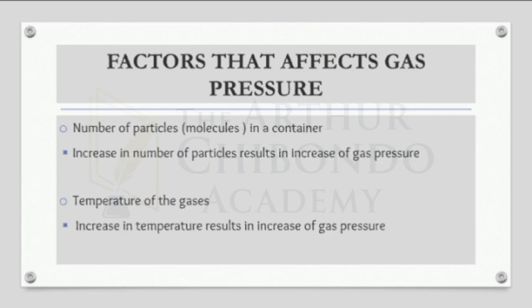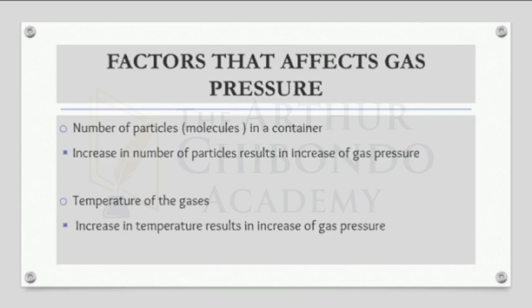Factor number 2, the temperature of the gases. So we are saying an increase in temperature results in an increase of gas pressure. When the temperature of the gas particles has increased, the gas pressure also increases. The reason is that whenever you increase the temperature, the gases gain kinetic energy, thereby they move fast. As soon as they gain kinetic energy, they start moving quickly.